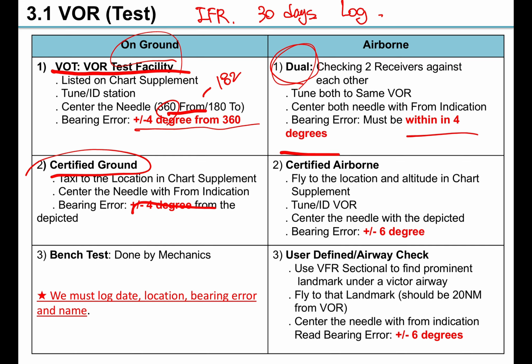Certified airborne checkpoint. The allowable error is plus or minus 6 degrees, and for an airway or prominent landmark check, the tolerance is plus or minus 6 degrees. When you log, the date, location, bearing error, and your signature must be together.